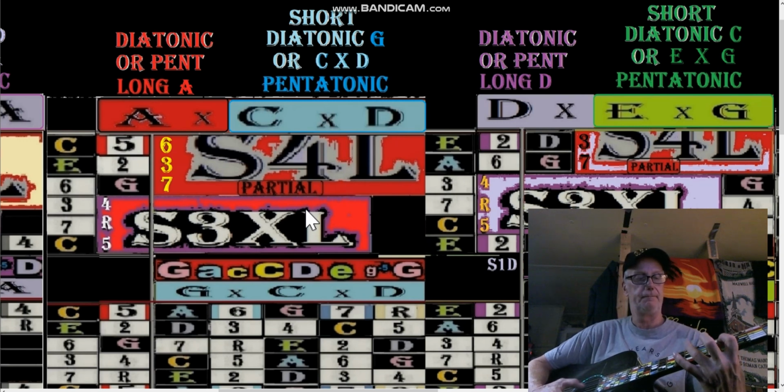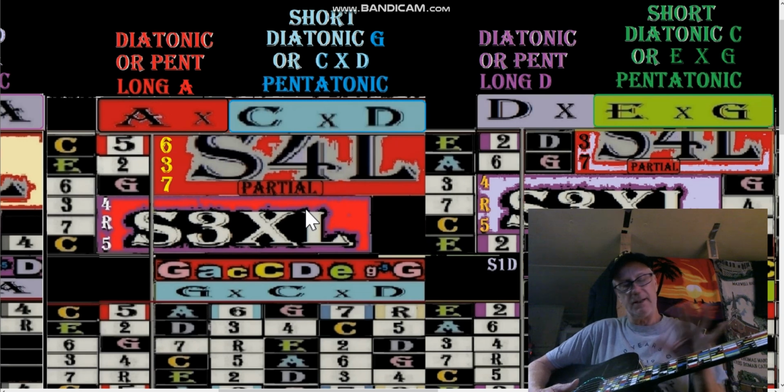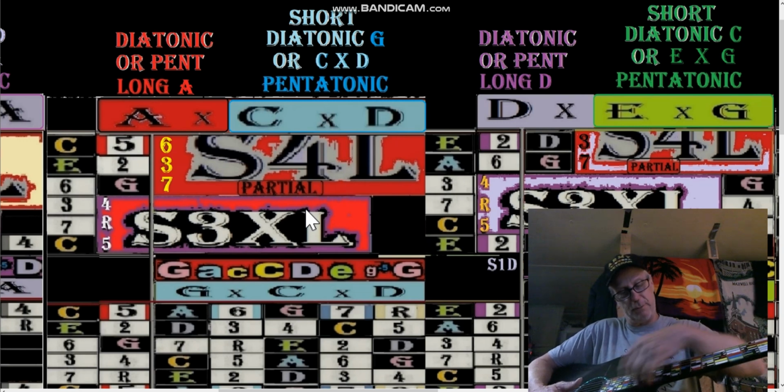S4L. Then you finally get to 5, 6, 7, root, 2, 3, 4, 5, 6. It's actually better for me just to use this as my chart here, right?